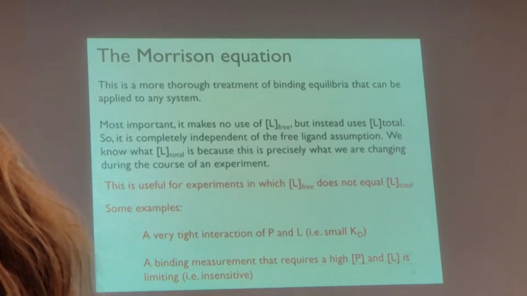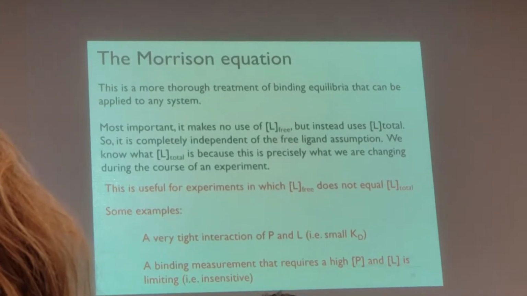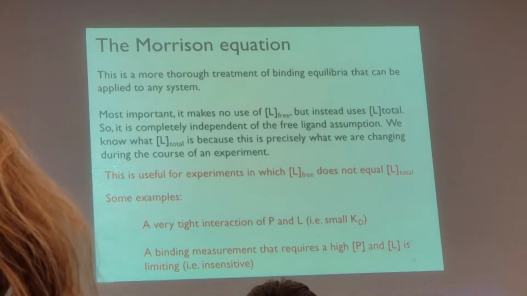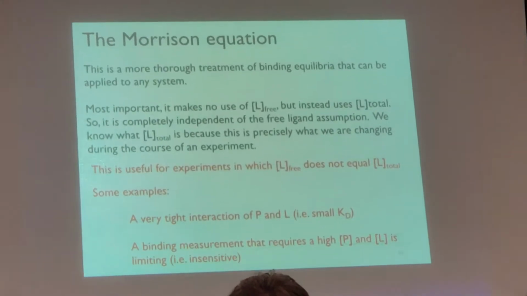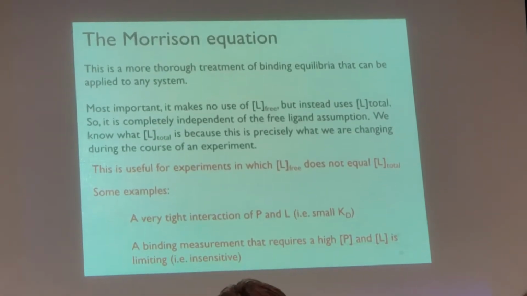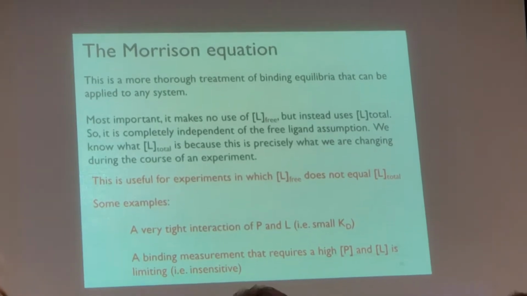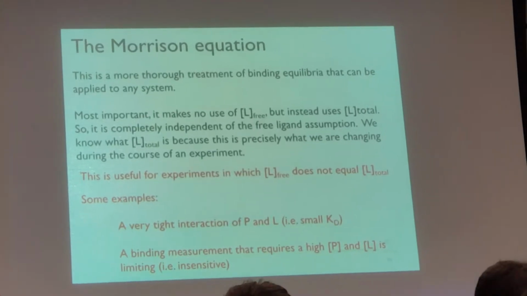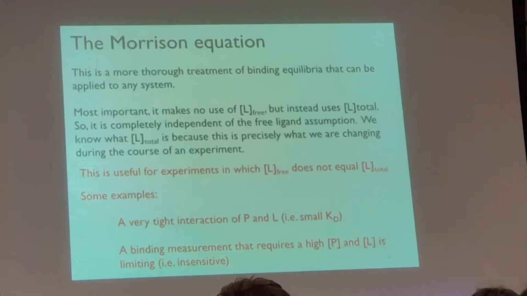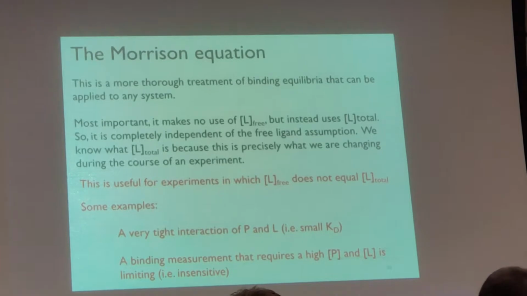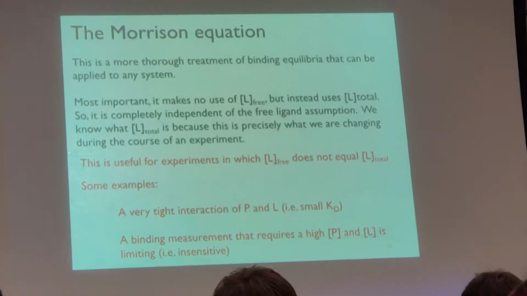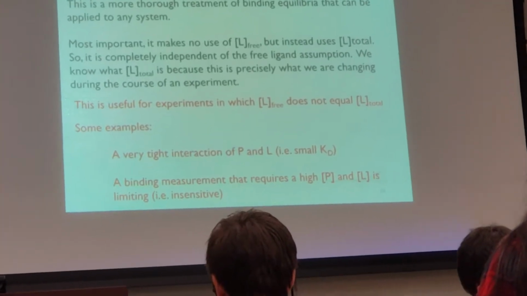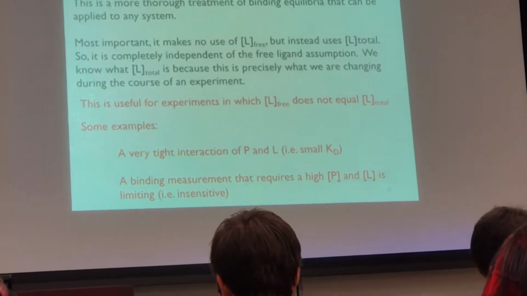It leads us into what will look like a really bad equation at first, but I'll show you the derivation and you'll see it's not so bad. While I won't ask you to derive it, I want to show you that the derivation is pretty simple. So this is what's called the Morrison equation. It's a thorough way to treat binding equilibria. You can use it on any system. So you don't have to exclusively use it on systems where the free ligand assumption doesn't hold. You could use it on any, but it's particularly useful for those.